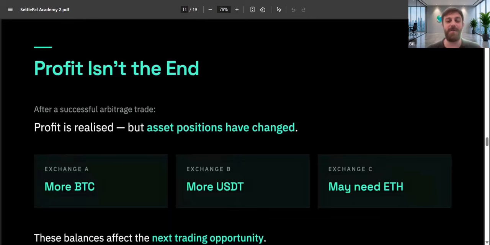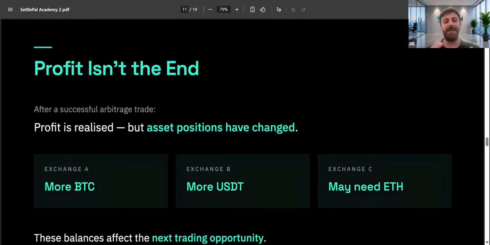So let's look at what happens after a successful arbitrage trade. Most people assume that once a trade generates profit, the process is finished. The trade is completed, the profit is realized, and then the platform moves on. But actually, inside the trading ecosystem, profit is not the end, because after a successful arbitrage trade, asset positions have changed. Let's use a simple example.